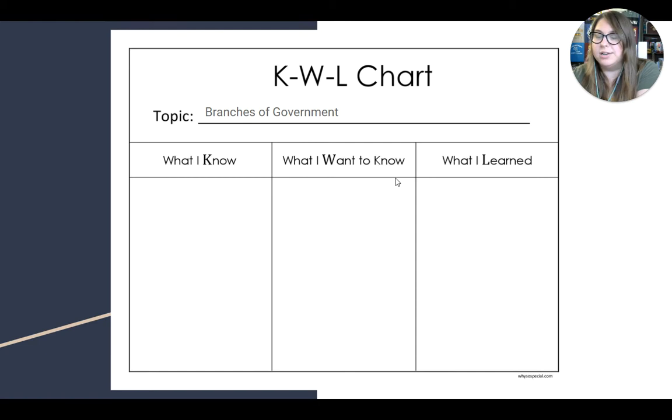So I made a chart that's pretty simple, but it's going to show that I don't really know anything about the branches of government, and what I want to learn is everything. So my KWL chart, in the column for what I know, I haven't put anything because I don't really know anything. But for what I want to learn, I wrote down everything because I want to know everything about the branches of government and what I can learn from them.